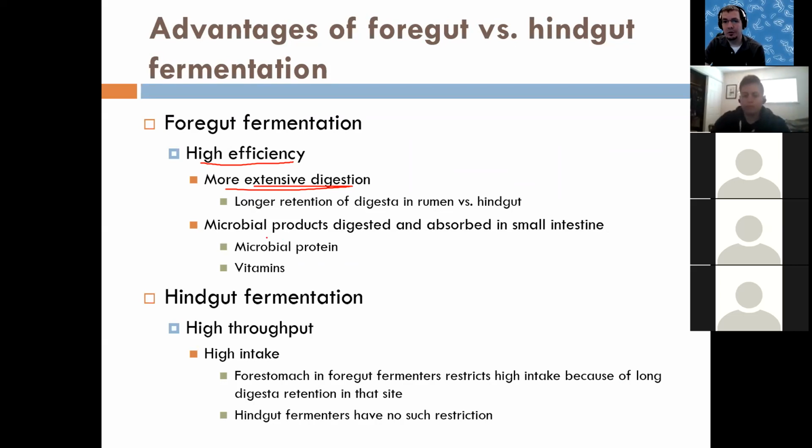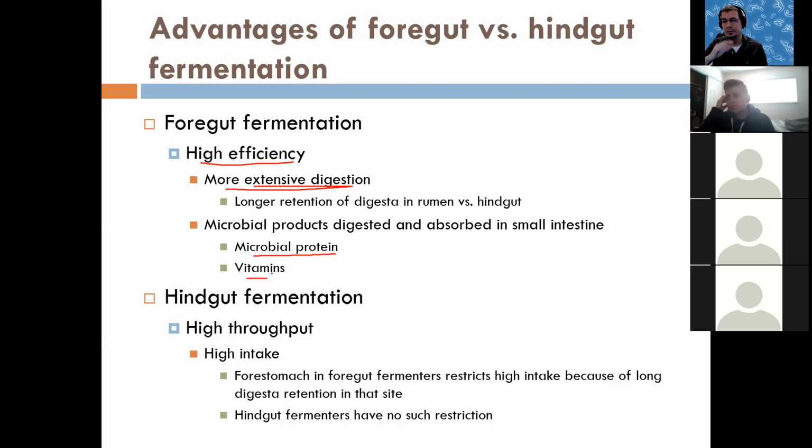Another reason why they're more efficient, not only do they have more extensive digestion, but they're able to use the products of microbial fermentation more extensively. Microbial products are digested and absorbed in the small intestine. So microbial protein and vitamins, those are absorbed in the small intestine in foregut fermenters. In hindgut fermenters, these are produced in the hindgut and they're not absorbed from there. And so they would be lost to the animal. The one exception is with animals like rabbits that practice coprophagy. They ingest their feces so that they can get the microbial protein and vitamins.